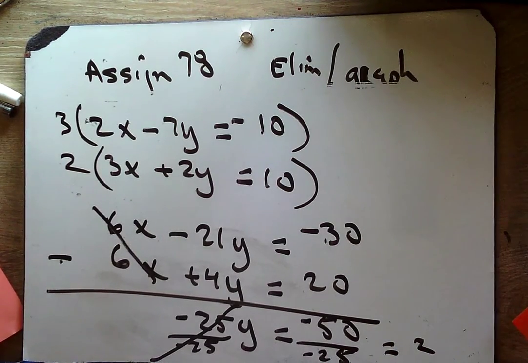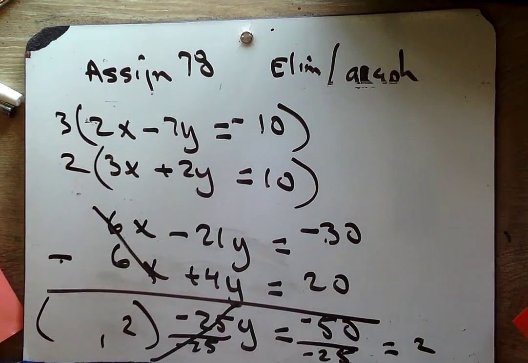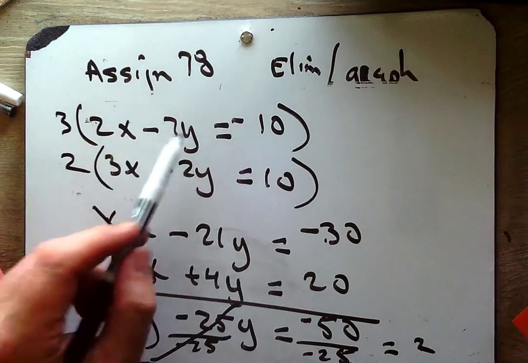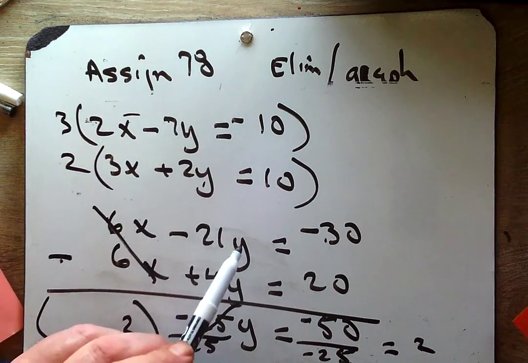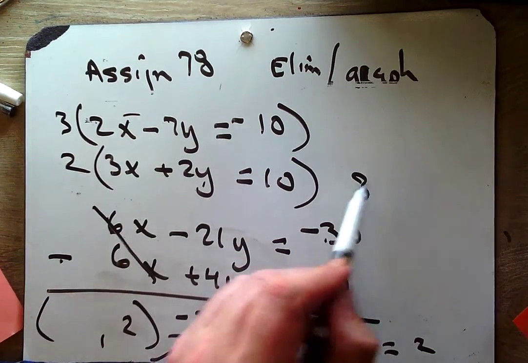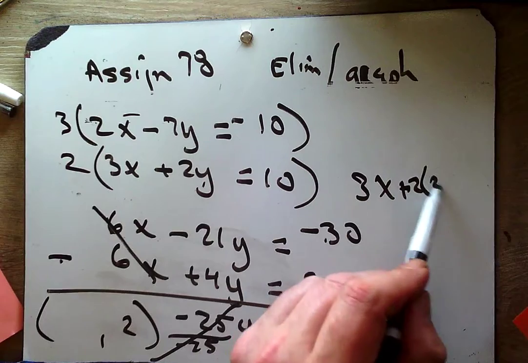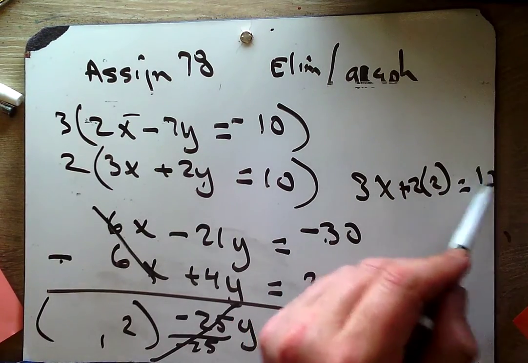Am I done? No. Just because I know that y is equal to +2 doesn't mean I'm done. I still need to find out the x part of this solution. I'm going to take this y and plug it in either here or here. So I'm going to have 3x plus 2 times 2 equals 10.